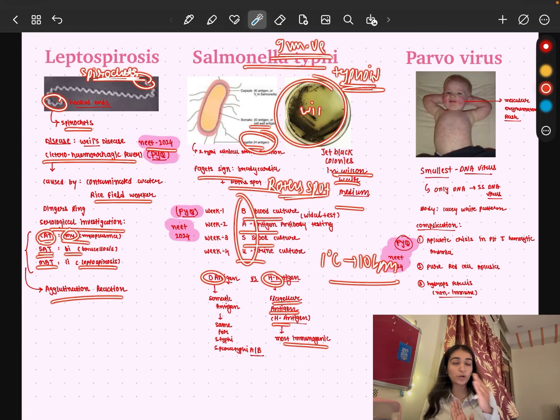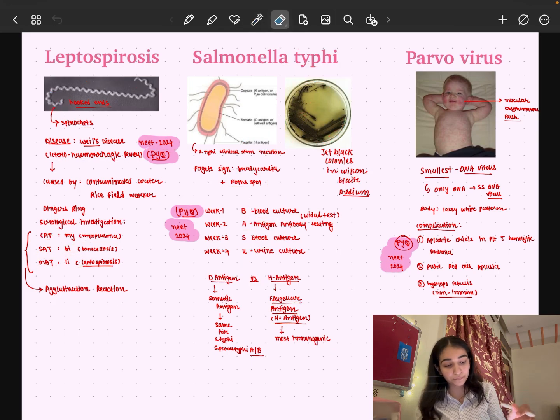So it is same for S typhi, S paratyphi A, S paratyphi B. But in contrast, H antigen is different for each and every species. So it is different for S typhi, it is different for S paratyphi A, it is different for S paratyphi B. So that's that.